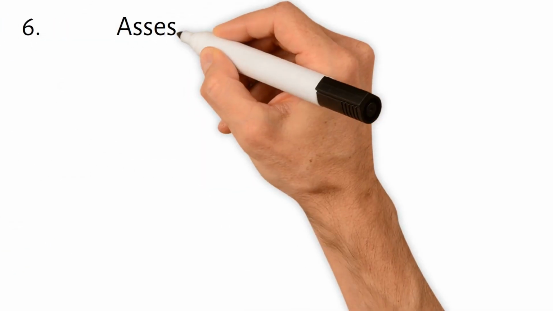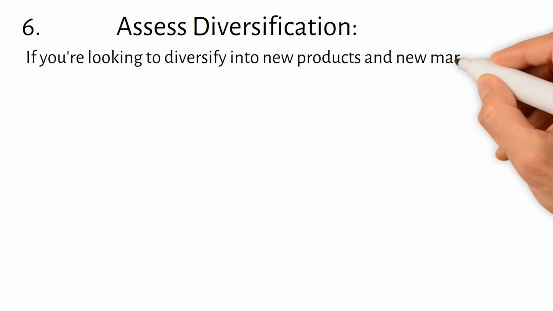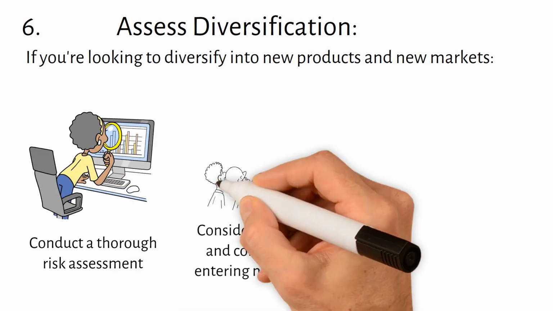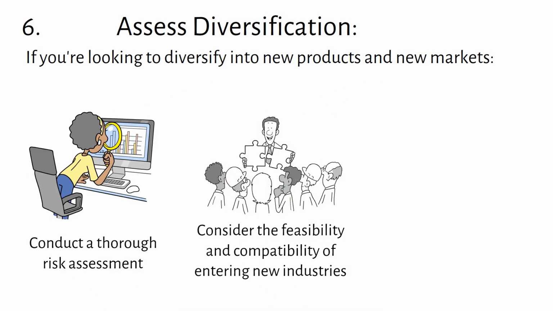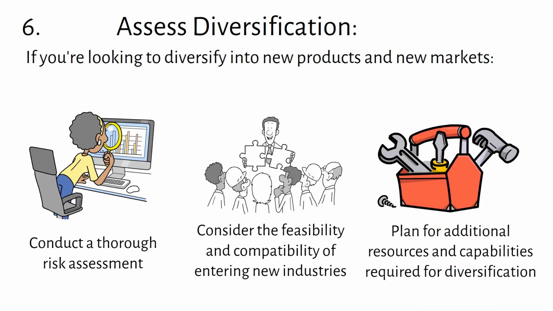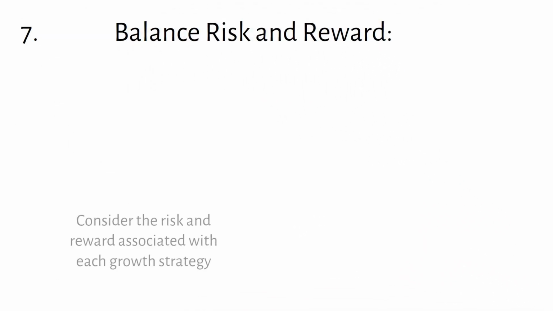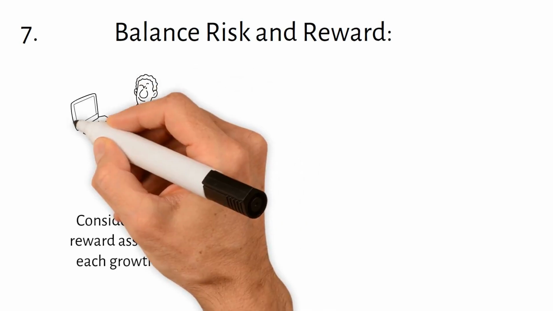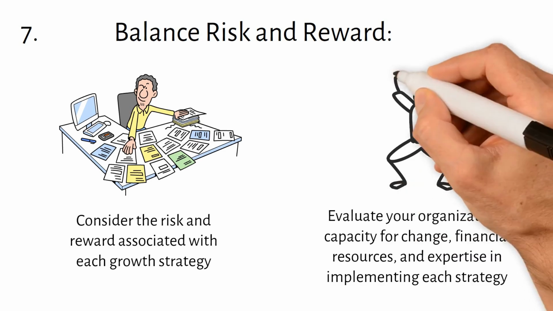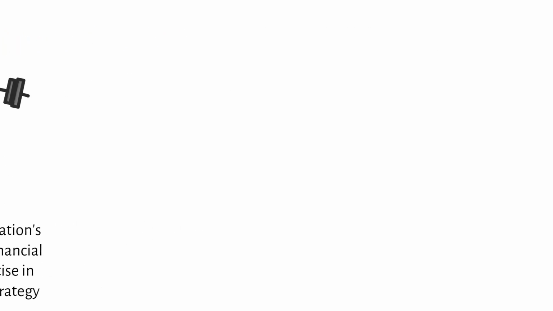6. Assess diversification. If you're looking to diversify into new products and new markets, conduct a thorough risk assessment. Consider the feasibility and compatibility of entering new industries. Plan for additional resources and capabilities required for diversification. 7. Balance risk and reward. Consider the risk and reward associated with each growth strategy. Evaluate your organization's capacity for change, financial resources, and expertise in implementing each strategy.